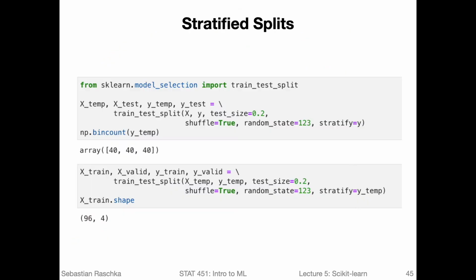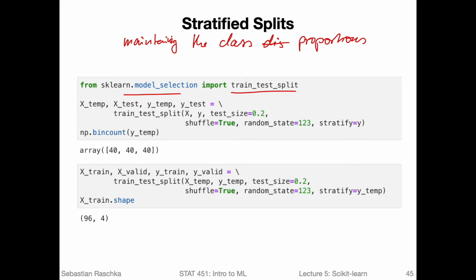Stratified splitting means splitting by maintaining the class distribution or proportions in the subsets. How we can do that in Scikit-learn is as follows. Here we are using the train test split function from the model selection submodule in Scikit-learn. What this train test split function does is split a dataset into two subsets.